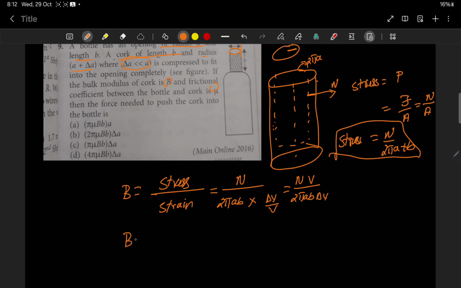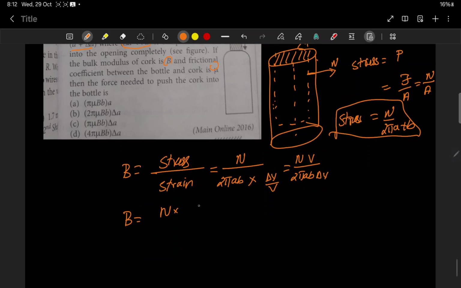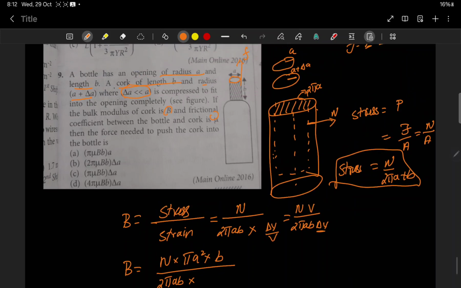So what is the total volume of this? Area into length. How will you find the area? It is simply pi r square, so pi a square is the area and the height is b. So pi a square into b is the total volume, divided by 2 pi ab into the change in volume. I am compressing it by del a. So what will be the total volume?